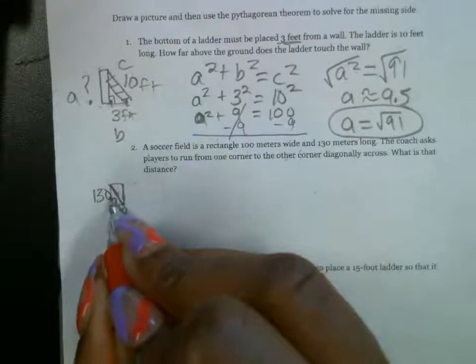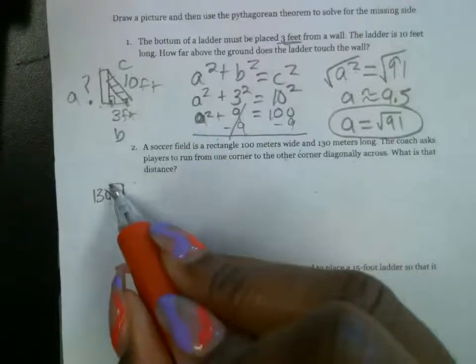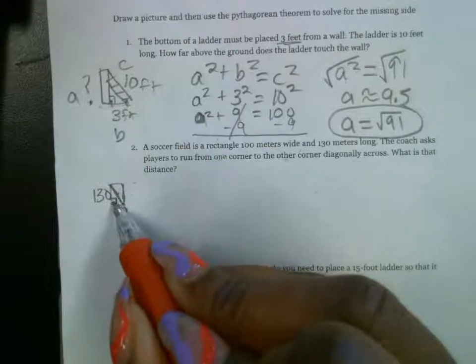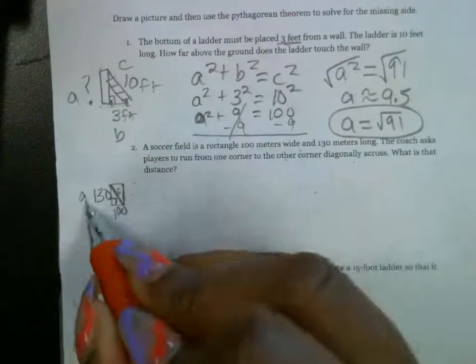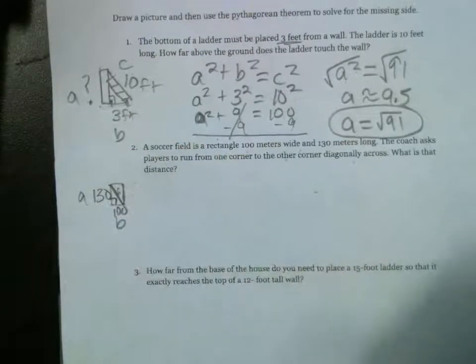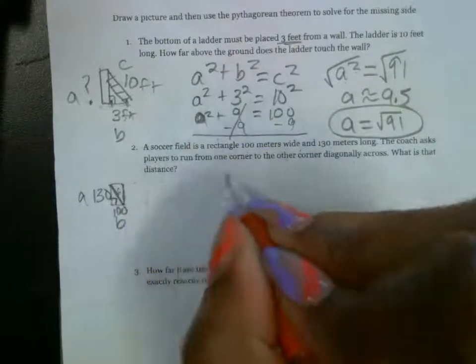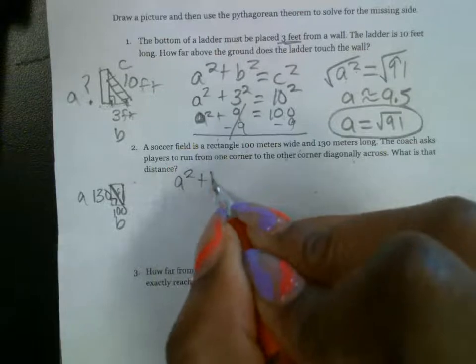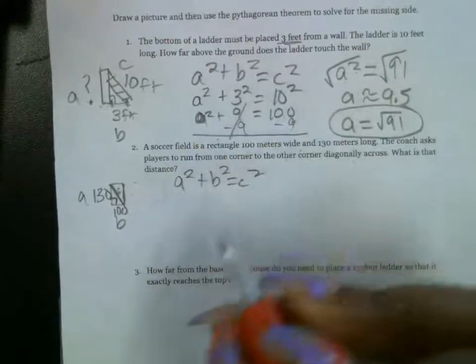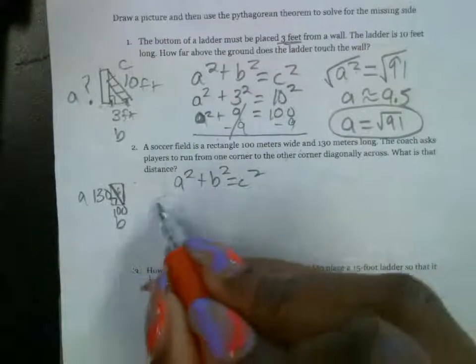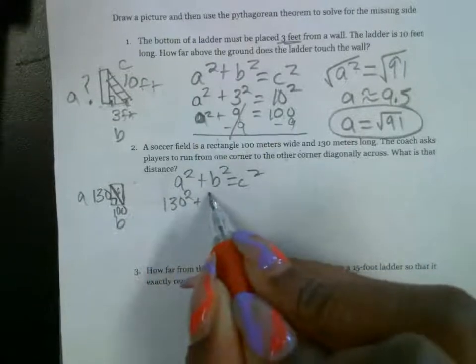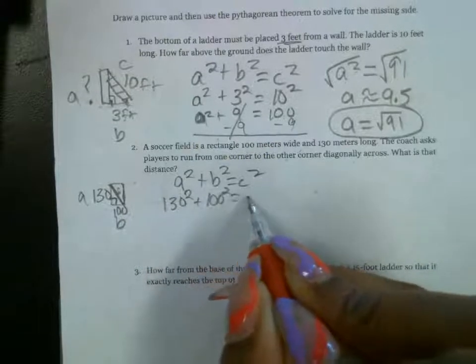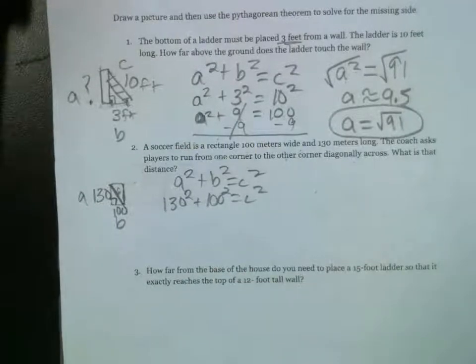So this is a right triangle. The side that's opposite of the right angle is C. So this is C that we're trying to find. This is A, this is B. Okay, should have drawn it a little bigger, I'm sorry. So we're going to use Pythagorean theorem. A squared plus B squared equals C squared. A is 130, so I'm going to put 130 squared. B is 100, so I'm going to put 100 squared. And C is what's missing.